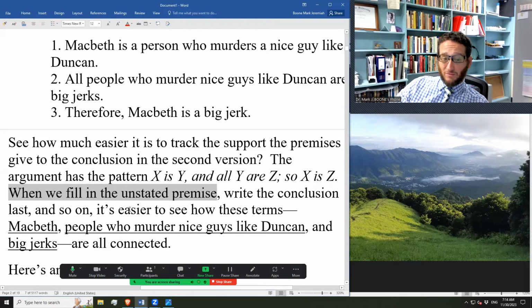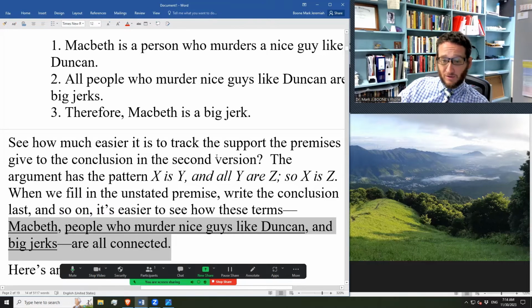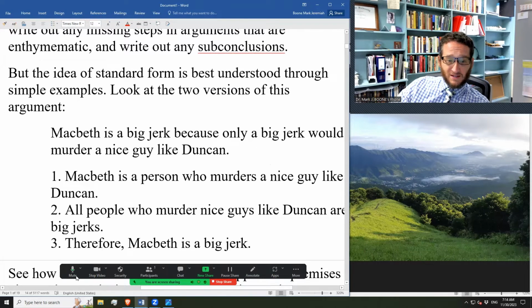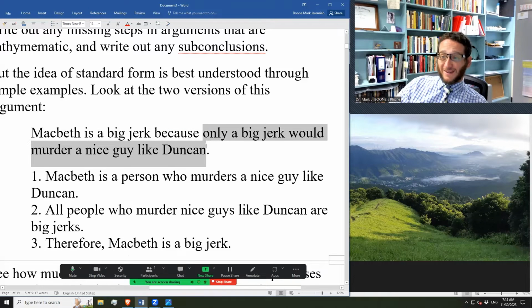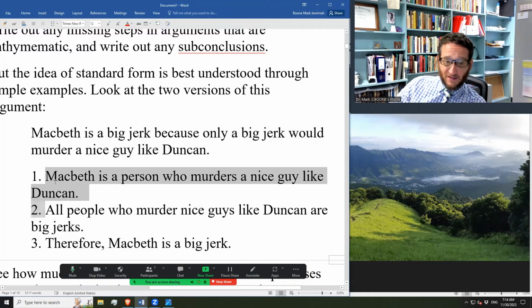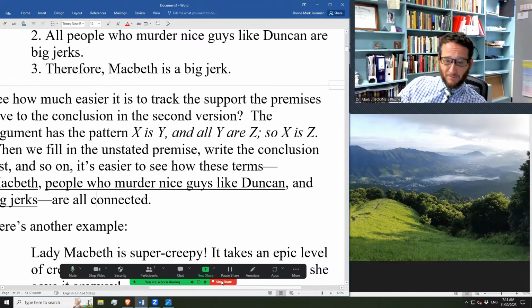It's easier to see how terms like Macbeth, people who murder nice guys like Duncan, and big jerks are all connected. It's easier to see how these terms are connected when we write the argument in standard form. Let's see. Unstated premises. Yeah, I didn't even mention that. Look what we do when we put this thing into standard form. We write the conclusion last. We split up premises into their own individual sentences, but also, in order to do that in the first place, we fill in the unstated premise. This premise wasn't stated: Macbeth is a person who murders a nice guy like Duncan. That was not even stated in the original argument. So you definitely have to spell that out and write each premise as its own statement.